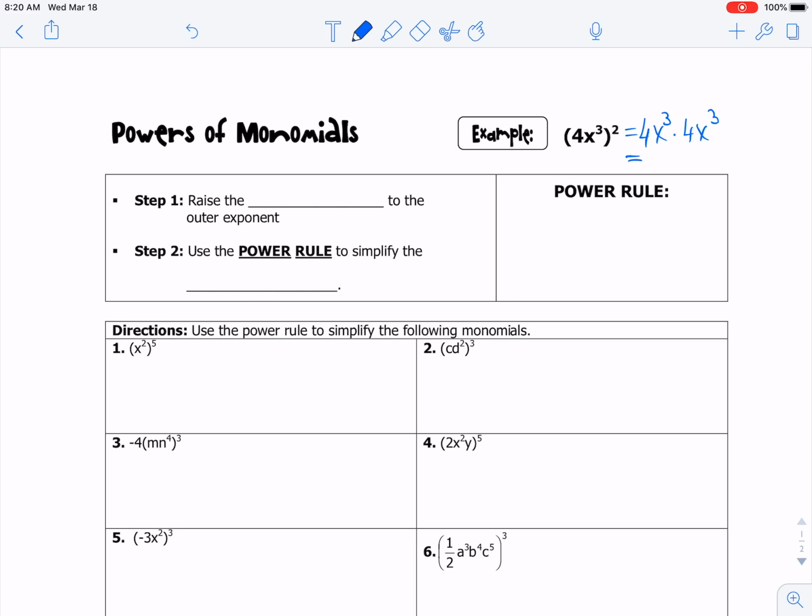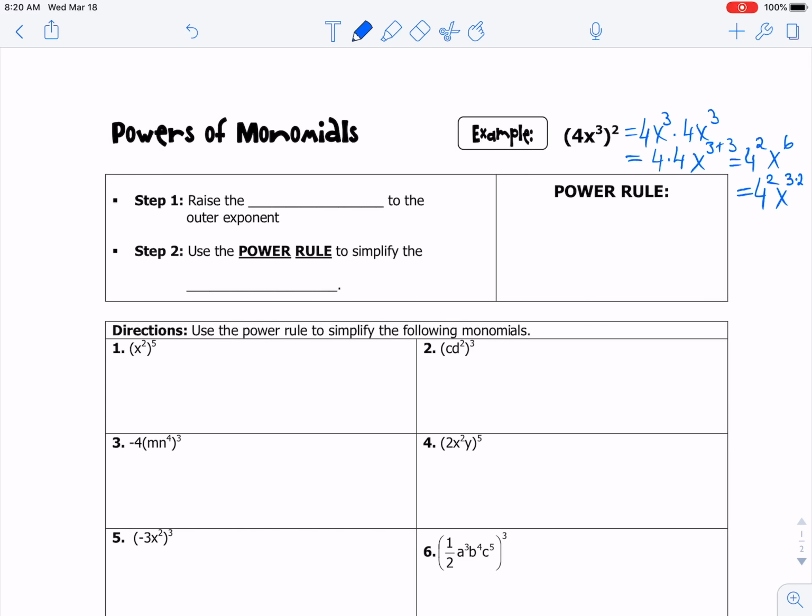But by the product rule, I know that this is 4 times 4 and x to the power 3 plus 3. I've got to add the exponents. So in other words, this is 4 squared x to the 6th power. But 4 squared and x to the 6th power, I can write as 3 times 2. So as you can see, this is the product of the exponents.